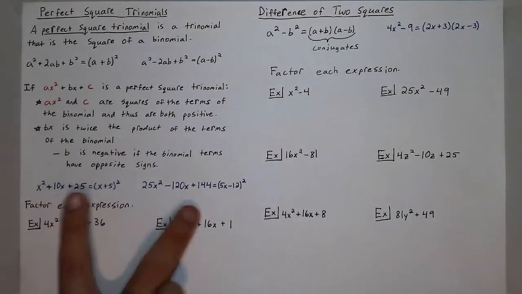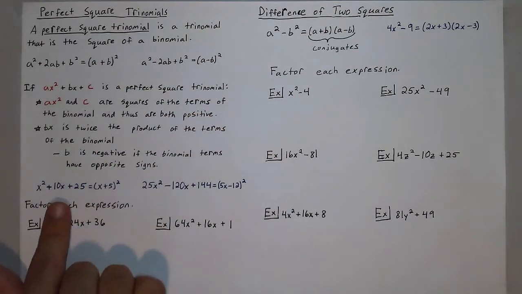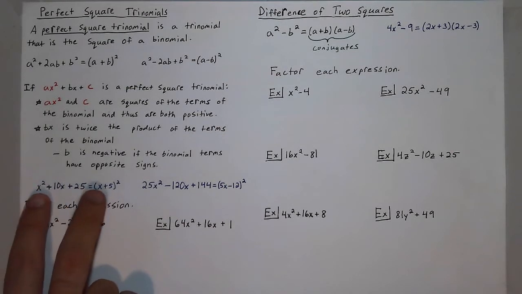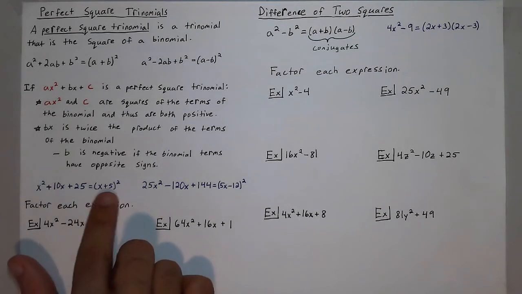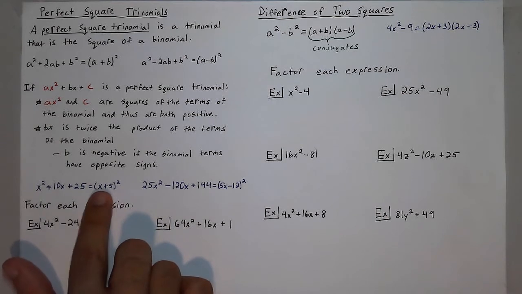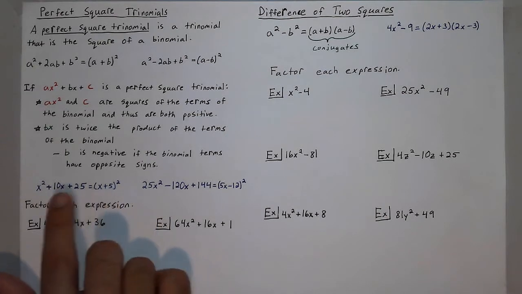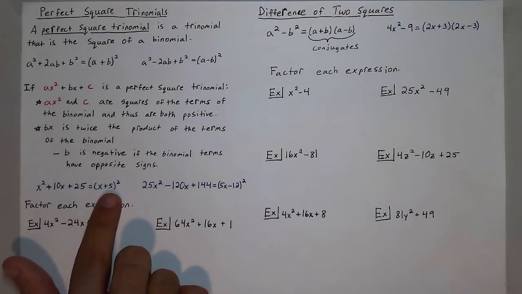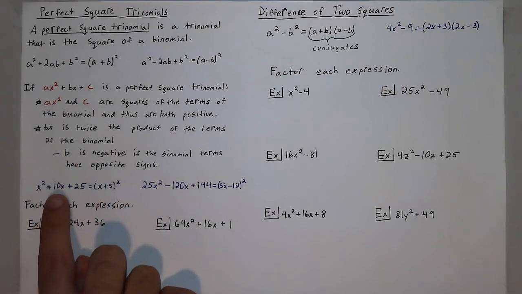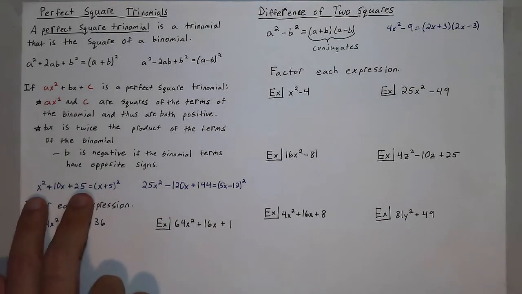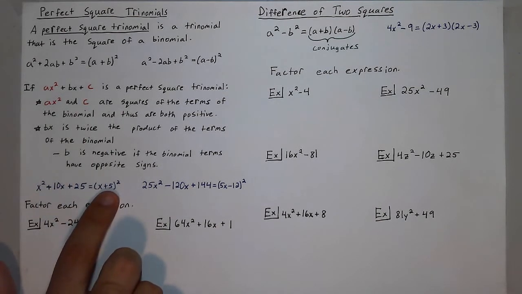So here's two examples of perfect square trinomials. One is x squared plus 10x plus 25. You notice the outer terms are perfect squares. One is x squared and one is 5 squared. And those are the terms inside the binomial, x and 5. And if you notice the 10x, that is x times 5, 5x, and then twice that product. That's where that term would come from. So we can factor x squared plus 10x plus 25 into x plus 5 squared.